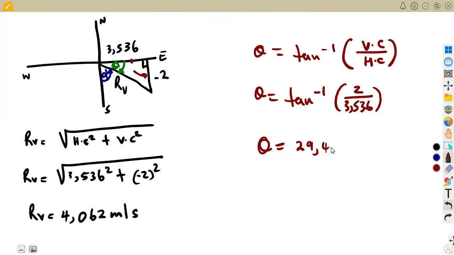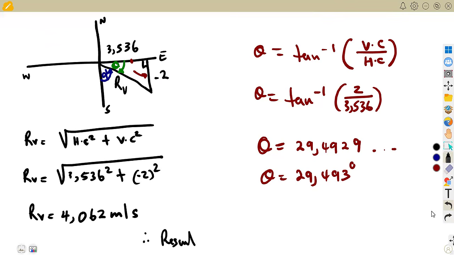29.4929, something like that. So theta will be 29.493 to 3 decimal places. But this is theta here. We're talking about this theta. So meaning to say, in terms of this, we're going to write: therefore, our resulting velocity in this case, which is the resultant velocity, is going to be given as what? We got 4,062 meters per second at what?